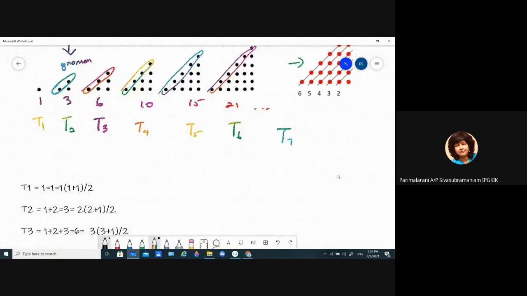So we can see that this is actually 1. This is also 1 plus 2. Term 3 is 1 plus 2 plus 3. Term 4 is 1 plus 2 plus 3 plus 4. Term 5 is 1 plus 2 plus 3 plus 4 plus 5. Then 1 plus 2 plus 3 plus 4 plus 5 plus 6, and so on. That is the natural sequence in these triangular numbers.